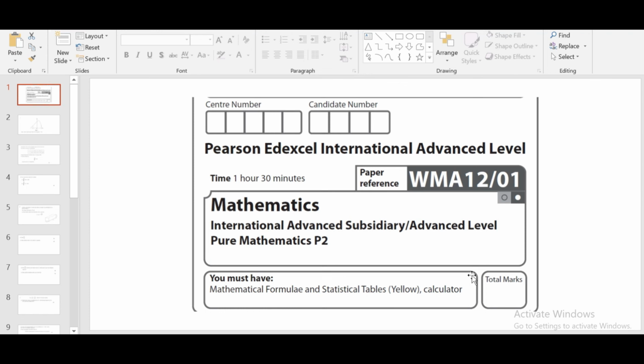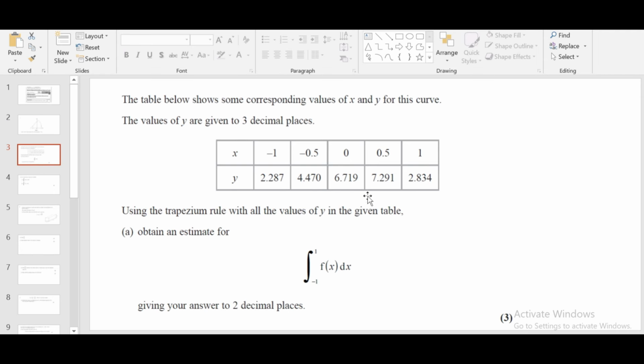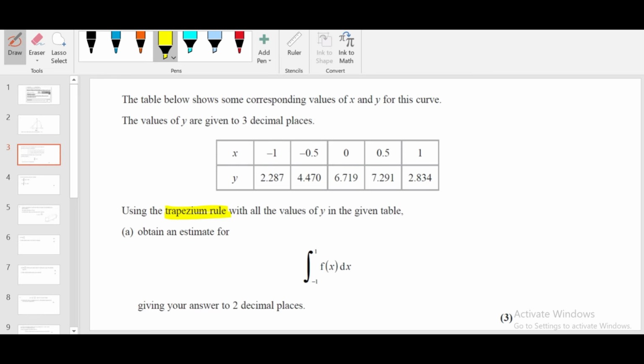In this video, we are going to solve the Pure Math 2 January 2023 paper. This paper consists of 10 questions. Question number 1. You have a figure given. Figure 1 shows a sketch of part of the curve with y equals f of x. And then you have a table. They want you to use the trapezium rule to find the area below this curve.